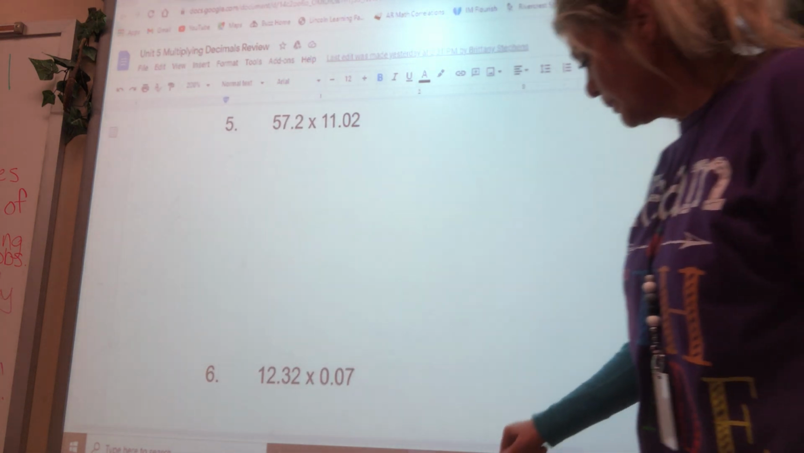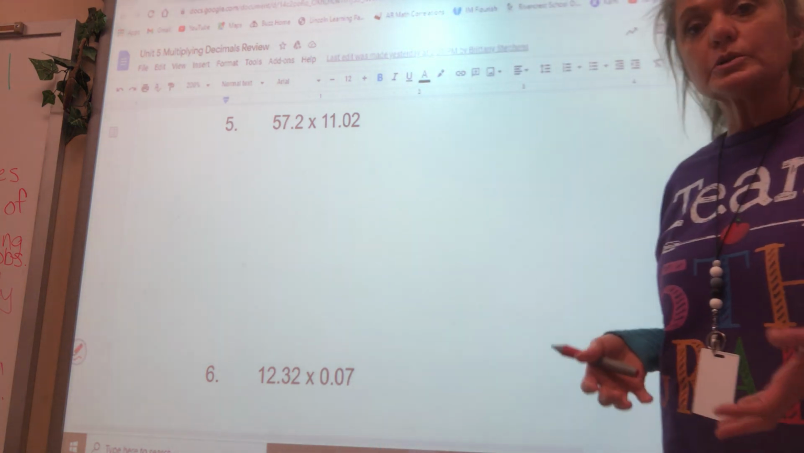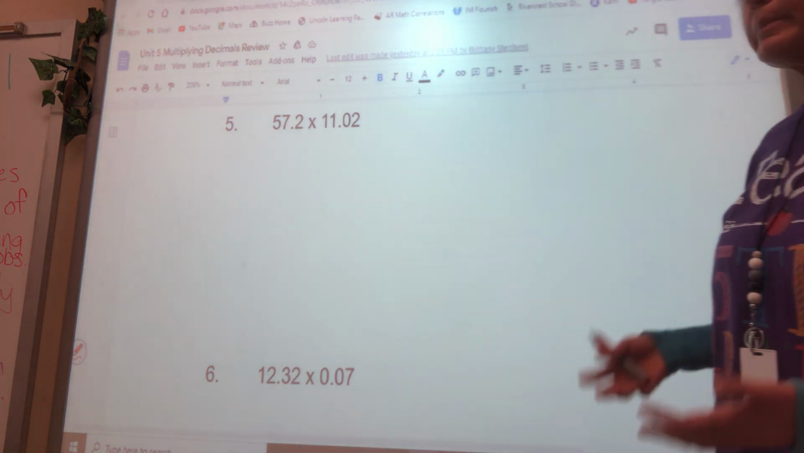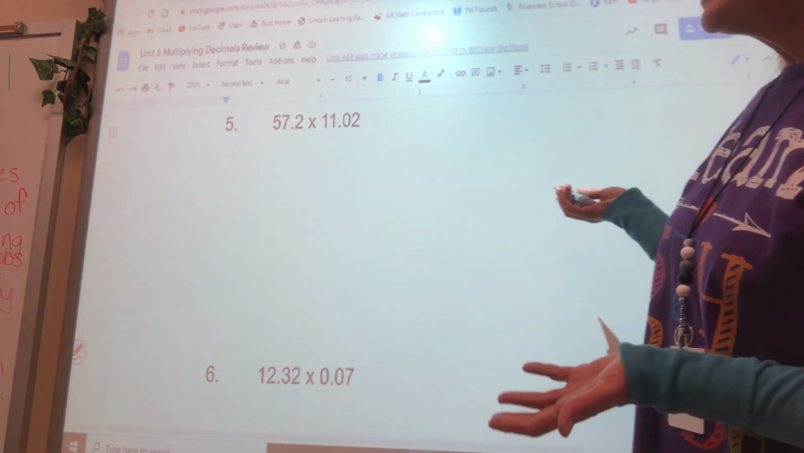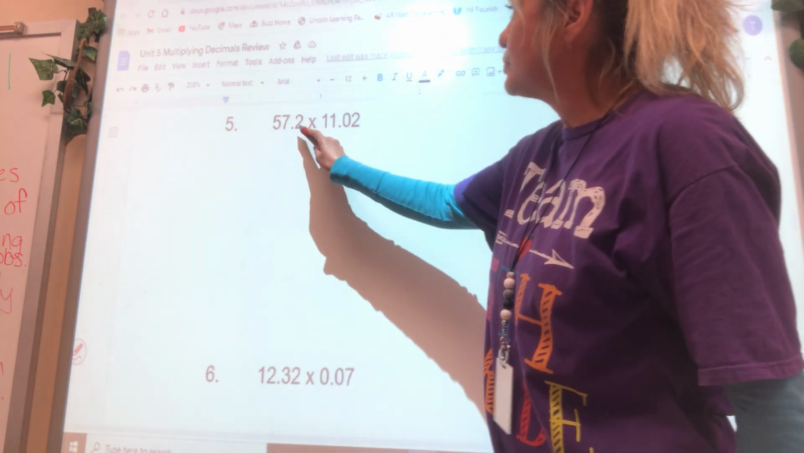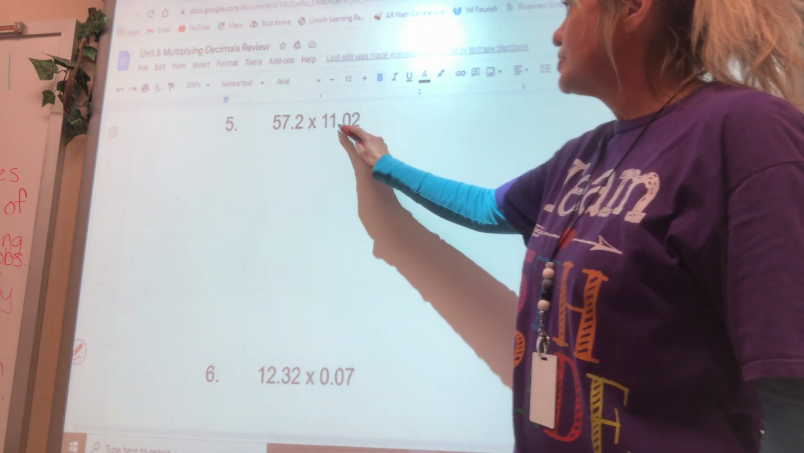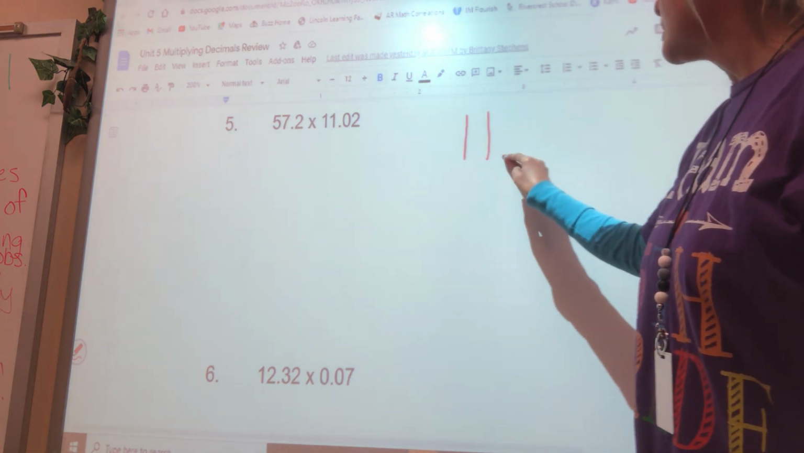Okay, now this one's a little bit bigger numbers, but we've learned in math, doesn't matter what numbers we're given, the rules in math don't change. So we always put the one with the most digits on top. So this one has 1, 2, 3 digits. This one has 1, 2, 3, 4 digits. So the one with 4 digits would go on top.